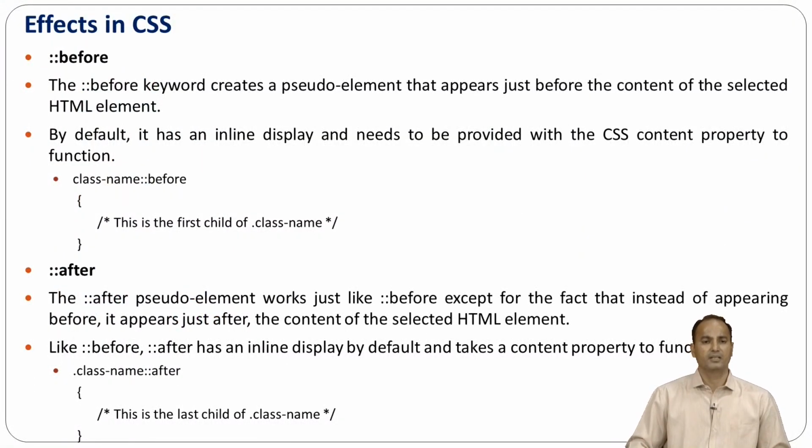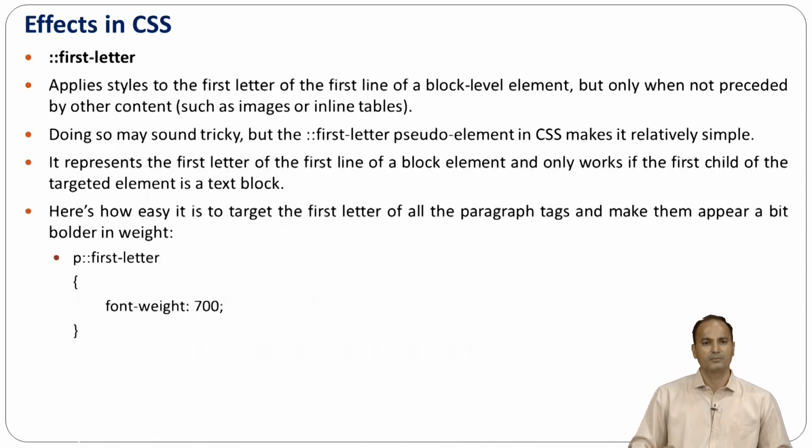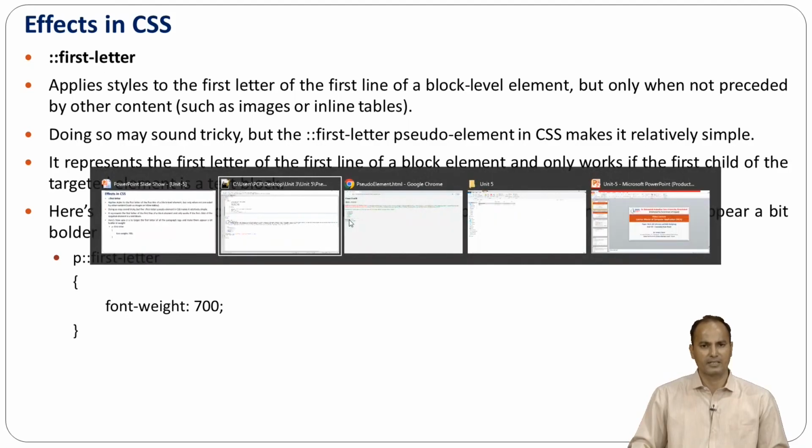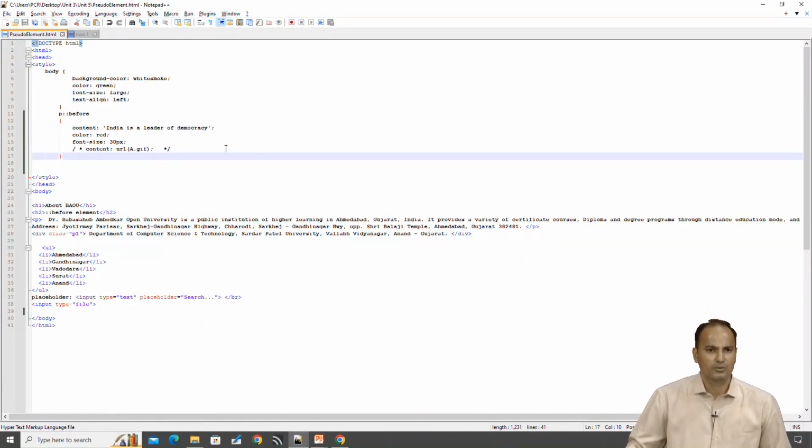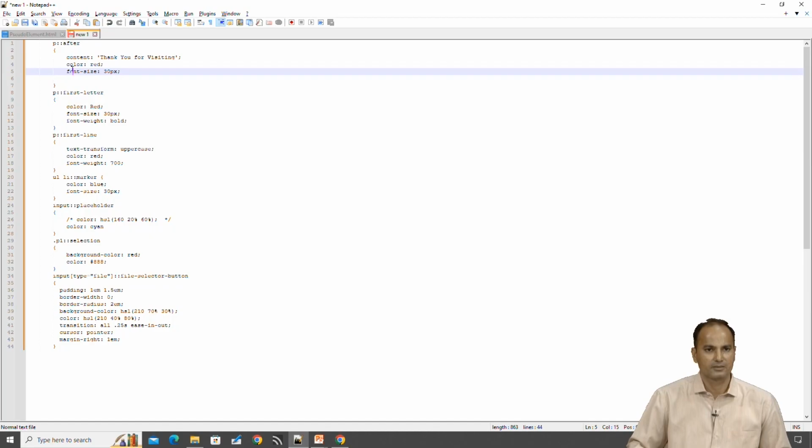So this is what the before pseudo element is. Then we have another pseudo element, after, the opposite of before. The after pseudo element works just like before, except that instead of appearing before, it appears just after the content of the selected HTML element. Like before, after has an inline display by default and takes a content property to function. Same as before, you can define anything for the after. So now let's test the after practically, again for the paragraph.